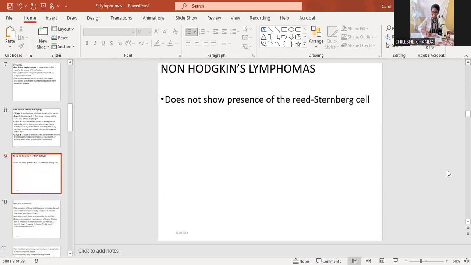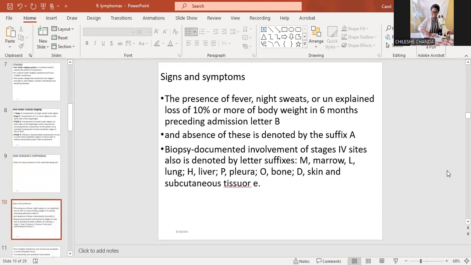So that is how you're going to classify this kind of cancer. And then what are the signs and symptoms? And so you find that the patient is going to present with fever, night sweats, or unexplained loss of 10% or more of body weight in 6 months.